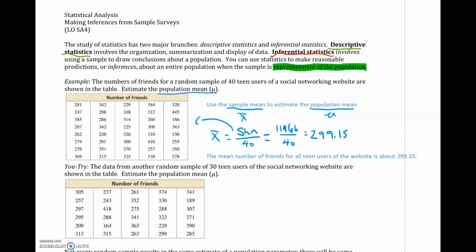Okay, so you can pause here and do the U-try problem. When you're ready to move on, just go ahead and hit unpause. Like in the previous videos, I'll check all the U-try answers at the end. So when you're ready, we're going to go ahead and move on to the next example.